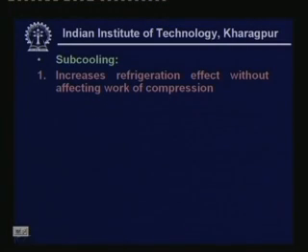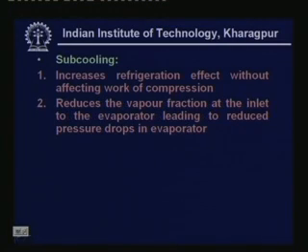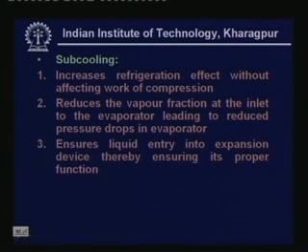Obviously this must give rise to higher volumic refrigeration effect and also higher COP, okay, without any extra cost. So, it increases refrigeration effect without affecting work of compression. It reduces the vapor fraction at the inlet to the evaporator, leading to reduced pressure drops in the evaporator. It ensures liquid entry into the expansion device, thereby ensuring its proper function.